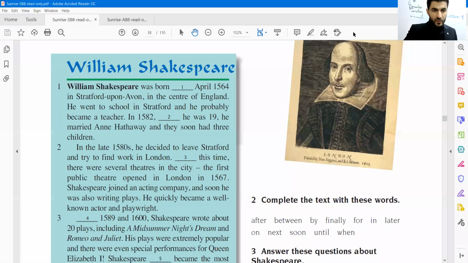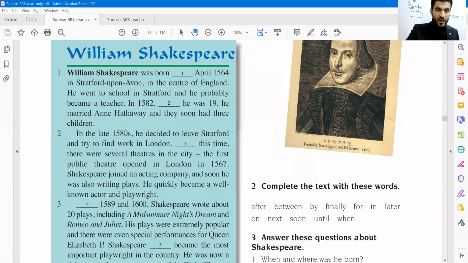After that, in the late 1580s, he decided to leave Stratford and try to find work in London. At this time, there were several theaters in the city. The first public theater opened in London in 1567. Shakespeare joined an acting company, and soon he was also writing plays. Have you seen plays? He quickly became a well-known actor.